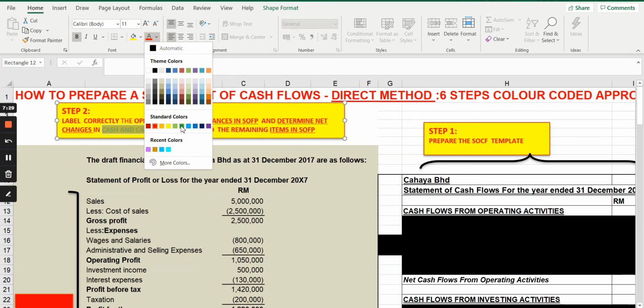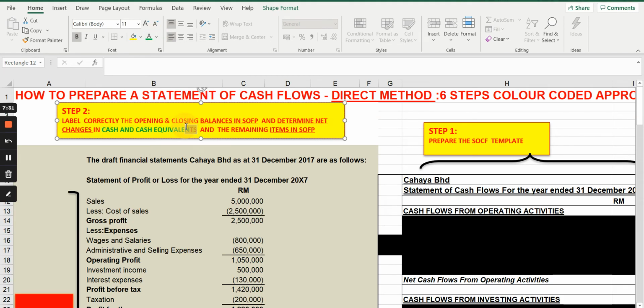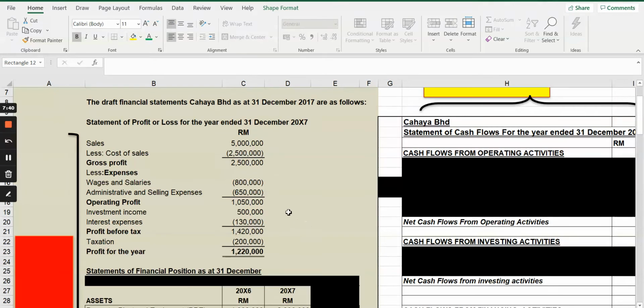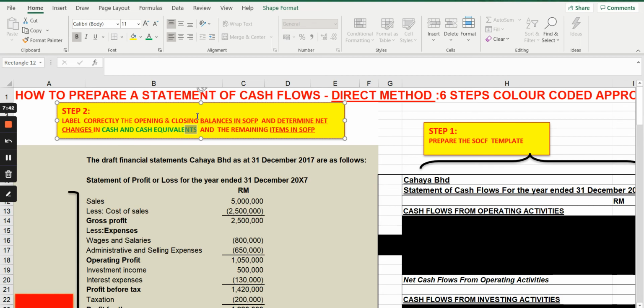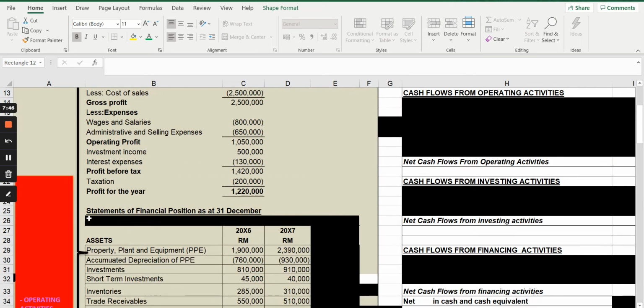But before we calculate that, we're going to do some kind of determination, which one is the opening, which one is the closing balance. Okay. Then we're going to find out what is the net changes first. Okay, let's do that. So let's just determine what are the opening and which one is the closing balance.